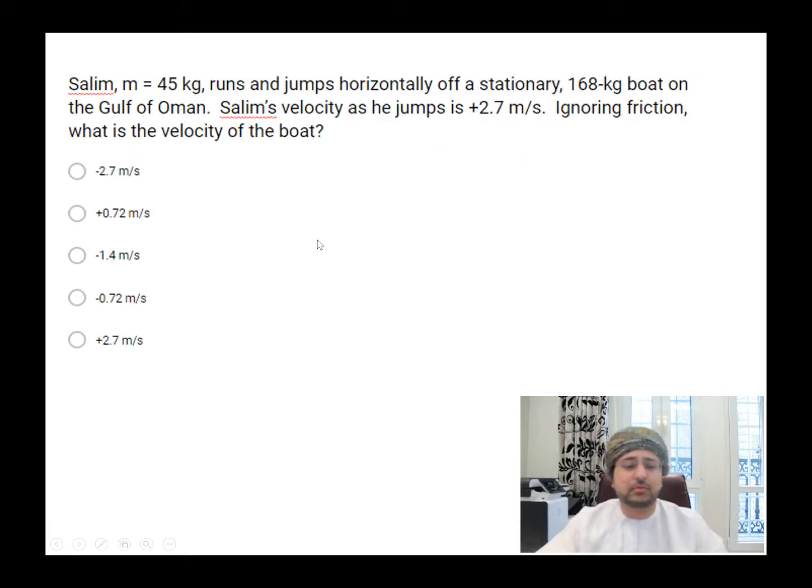Another PIQ: Salim, who weighs 45 kilograms, runs and jumps horizontally off a stationary 168 kilogram boat. Now Salim's velocity as he jumps is plus 2.7 meters per second. If we ignore friction and loss of energies, what is the velocity of the boat? That I'm not going to do. I'm going to leave you to do on your own.